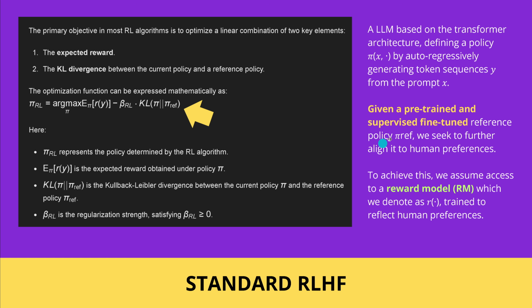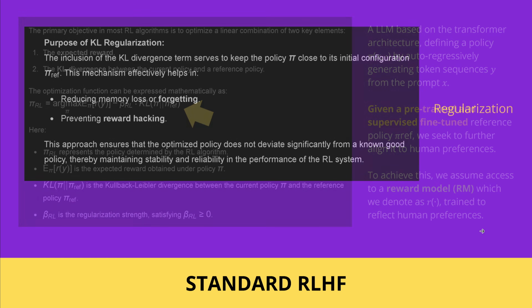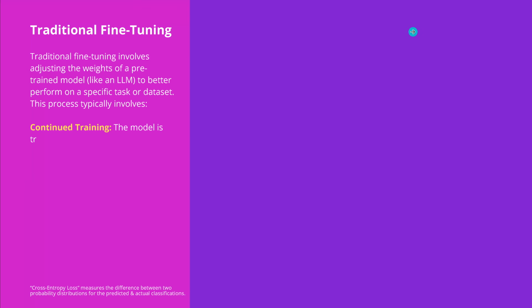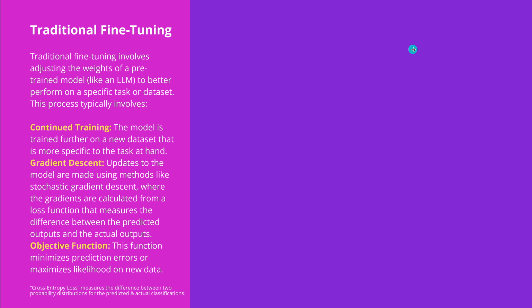So what we have is a pre-trained and supervised fine-tuned reference policy. We seek to further align it to the new human preferences in phase number 3. And to do this, we assume that we have access to a reward model which is trained to reflect the human preferences. Good old OpenAI. But of course we have to do a regularization step, because this helps to reduce the memory loss or the forgetting and to prevent some reward hacking. So we have the regularization step. Beautiful. So we're inside, yeah, what's the problem?